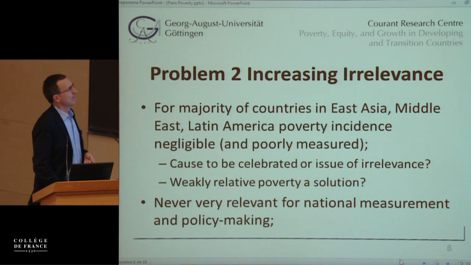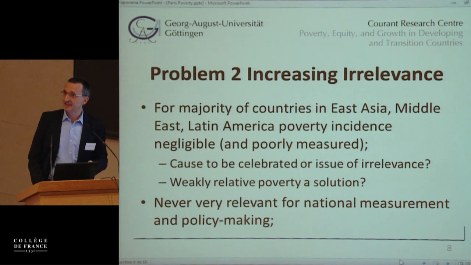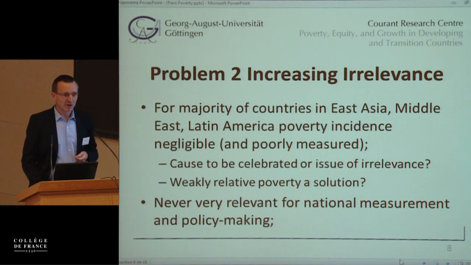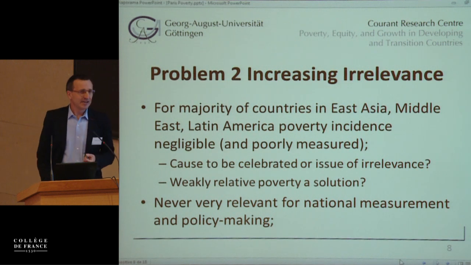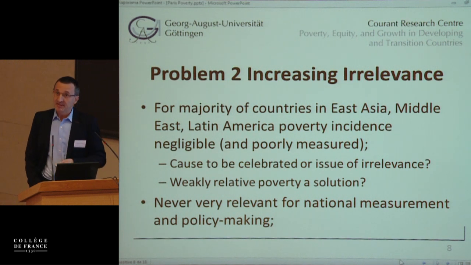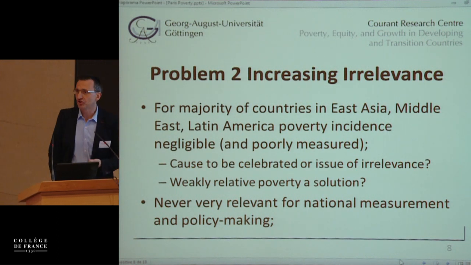So of course, you could say, well, that's great. If we can declare success, those regions are no longer relevant. That's one way of doing it. Or the other would be to say, maybe poverty remains a very serious issue there, but the threshold is just too low.